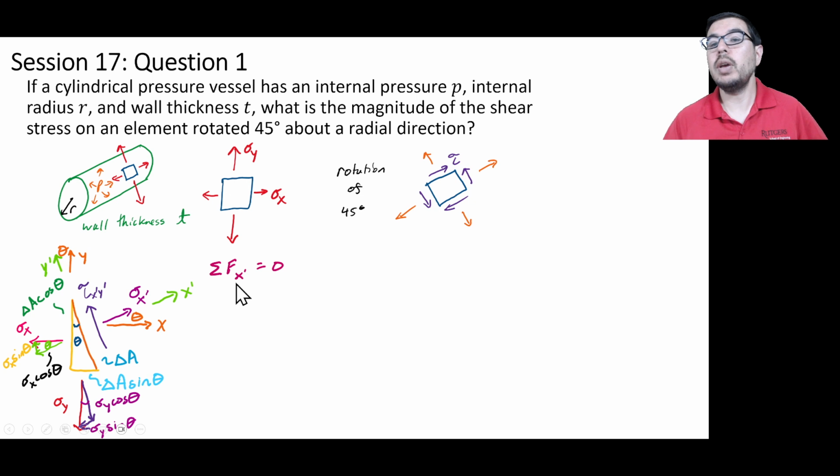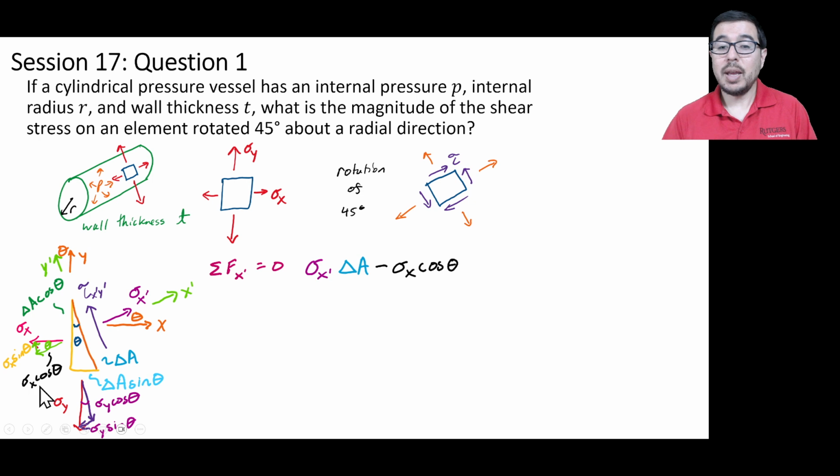So now we're going to sum the forces in the x prime direction, and also sum the forces in the y prime direction. When we're performing these calculations, we actually do not use equilibrium with the moments. We're just looking at equilibrium with the forces. So we have sigma x prime delta A, that will be this sigma x prime times this delta A. That will give us a force in the x prime direction.